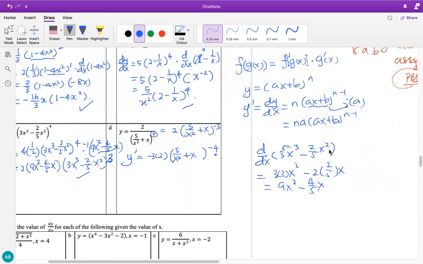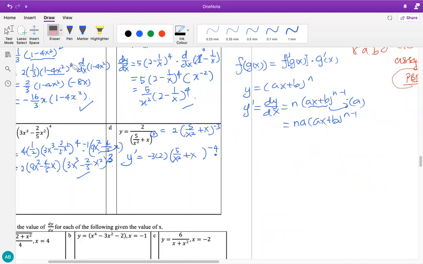Okay, multiply. All right, so let me get rid of this. Multiply by whatever is inside here. So it's 5x minus 2 plus x. Okay, so you differentiate, you get negative 6, (5 over x squared plus x) power negative 4. So later on we change. Then multiply negative 10 x by negative 3 plus 1.